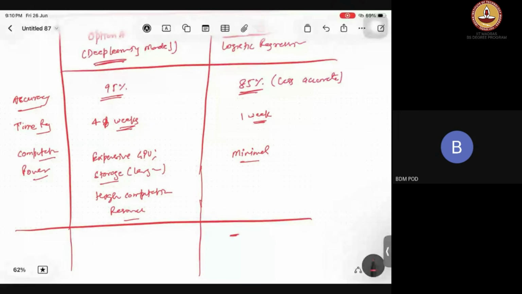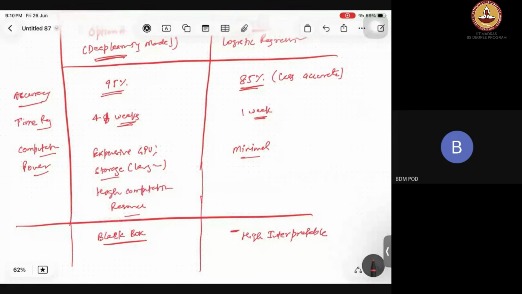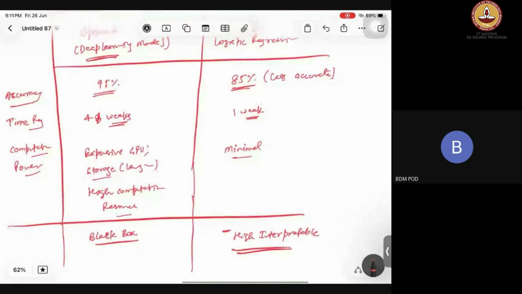So this is highly interpretable. The other is like a black box. You are using a deep learning tool and putting in your data, and whatever output it gives, you don't know whether it is correct or not, but you are relying on it. But here you have more control and more insight into how the model is working. So these are the different things associated with the options.